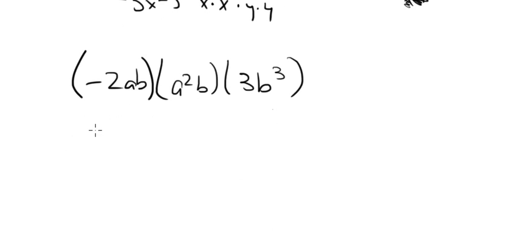Okay, we always take the constants. Constants are what? They're the numbers, right? And what constants do I have here? I have a minus 2 and I have a 3 and I have a 1. Technically there's a 1 here, but we don't really show it, right? So here's what we do. We multiply the constants. What's minus 2 times 3? Negative 6.